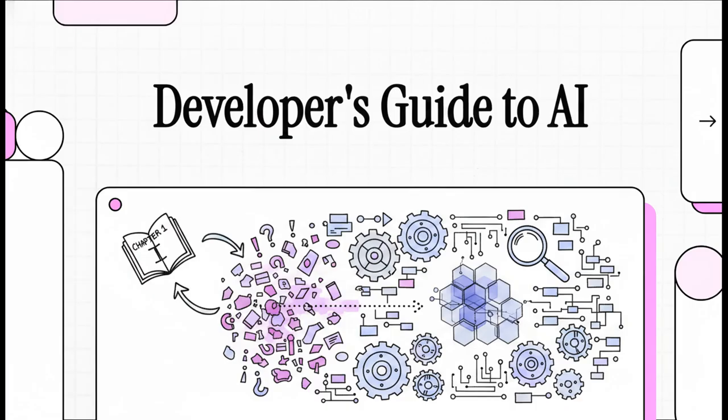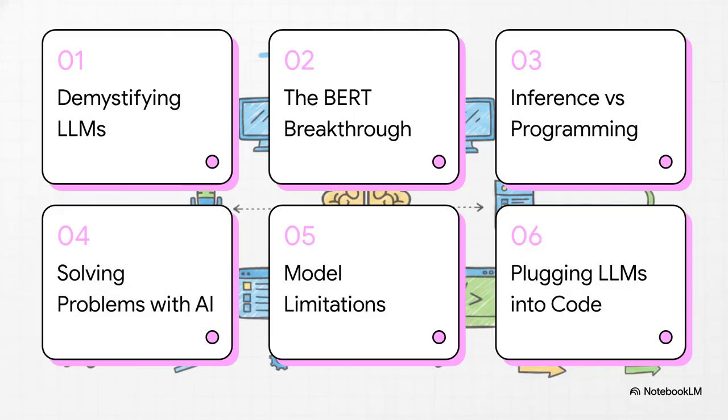We're going to look at exactly how large language models work under the hood, focusing strictly on the core concepts from Chapter 1 of the Developer's Guide to AI. Because honestly, understanding these fundamental mechanics is the absolute difference between just blindly bolting a tool onto your app and actually engineering with it. So we're filtering out the magic, we're bringing in the engineering reality, and we're getting you that solid foundation. Here is our roadmap for today.